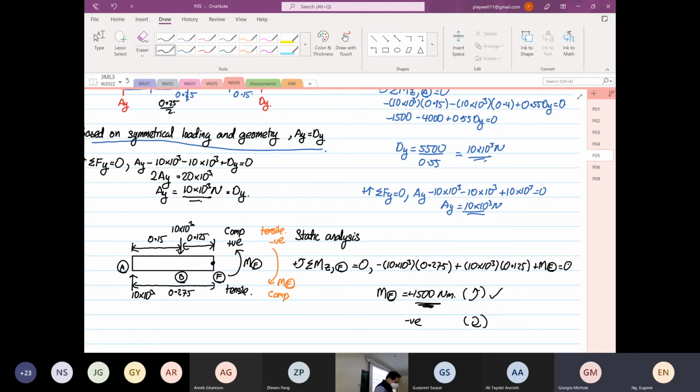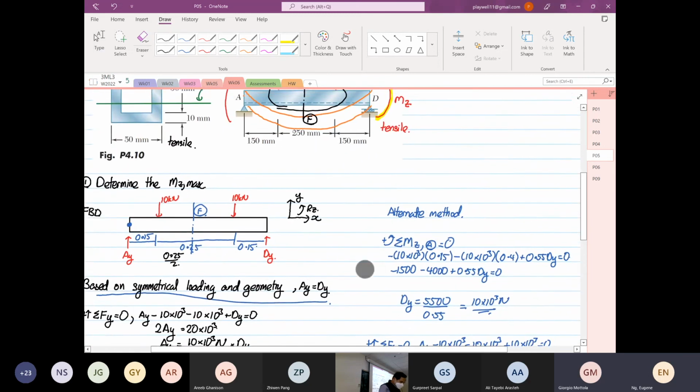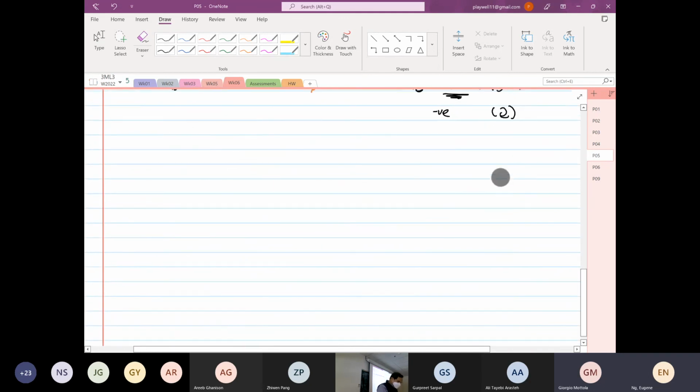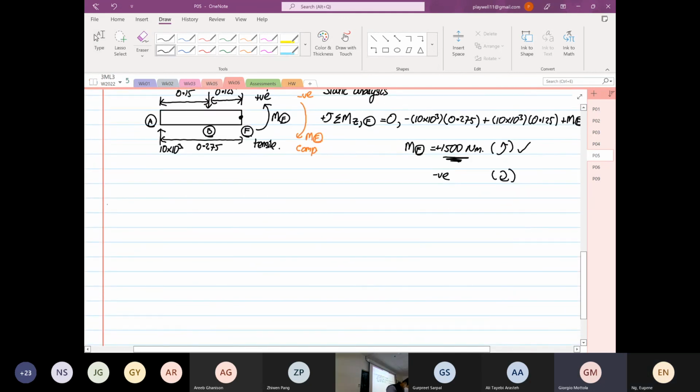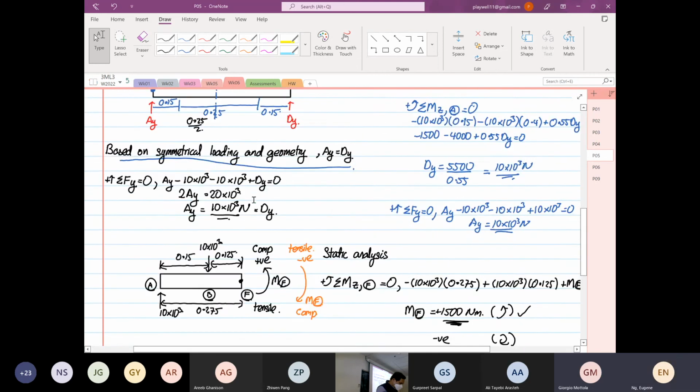Okay. So now the next thing, once we get this, if we go back to our formula, we found what is our MZ. Next, we need to find our centroid and our IZZ. So let's find the centroid and IZZ. I will copy the image, and I'll paste.